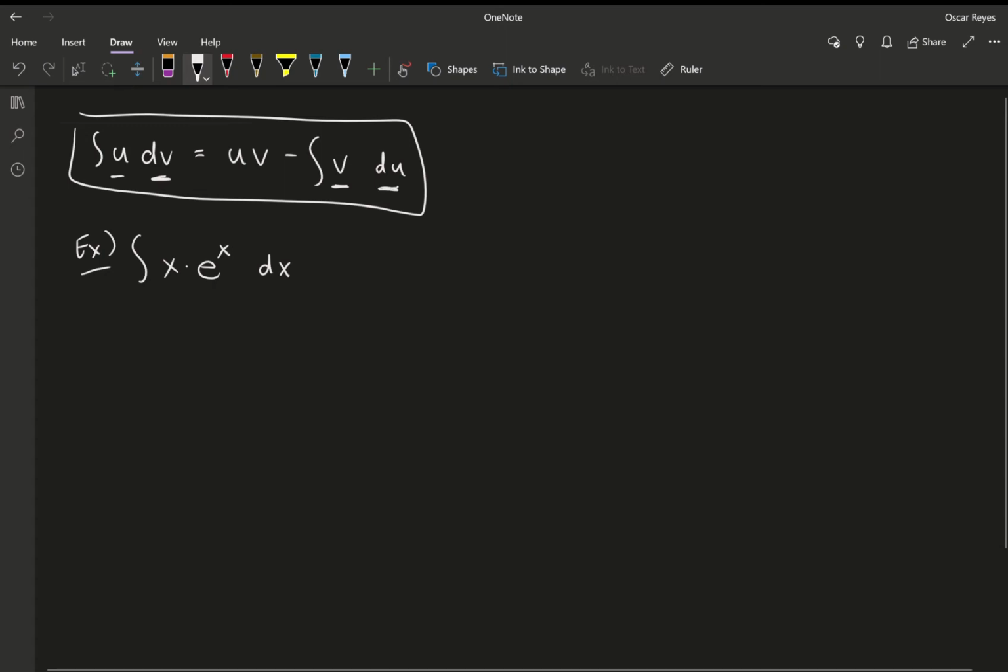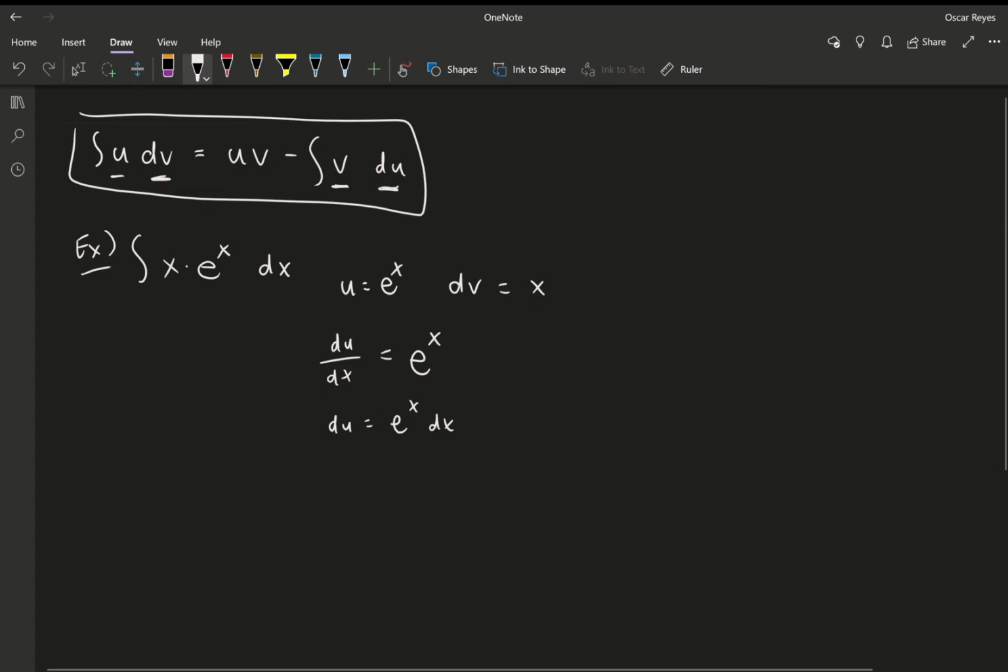Now if we pick one to be a certain variable, for example, if we happen to pick x to be dv, so dv equals x, and let's say u equals e to the x. Well, we take the derivative of u, so du over dx is equal to the derivative of e to the x, which is just e to the x. So then we say du is equal to e to the x dx.